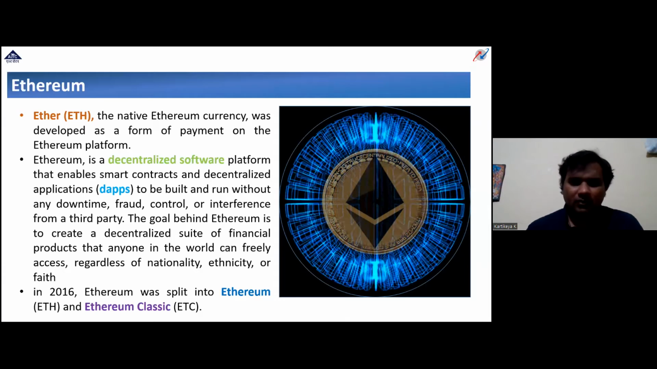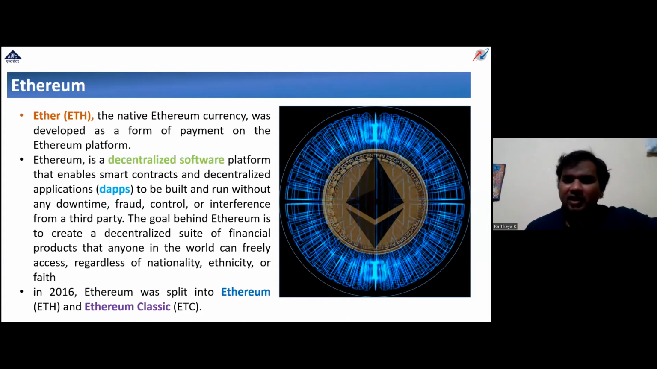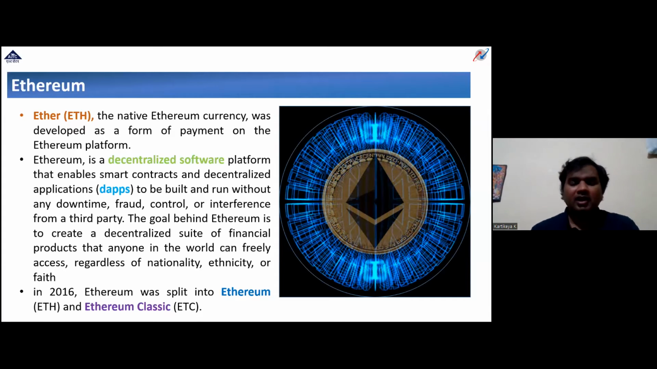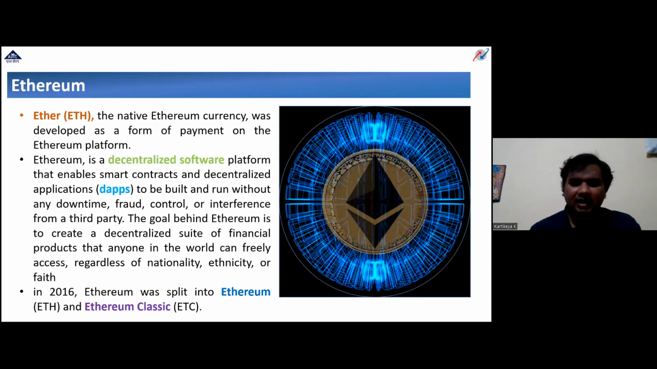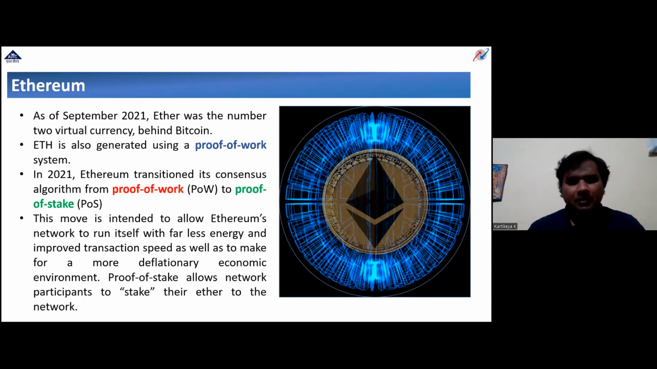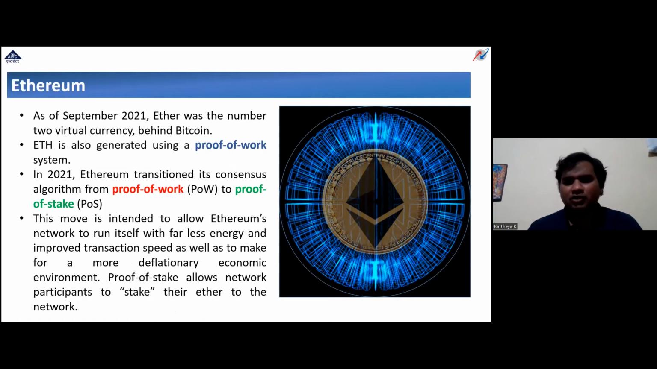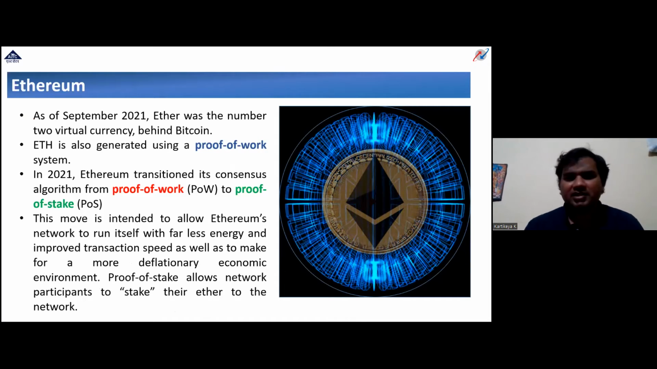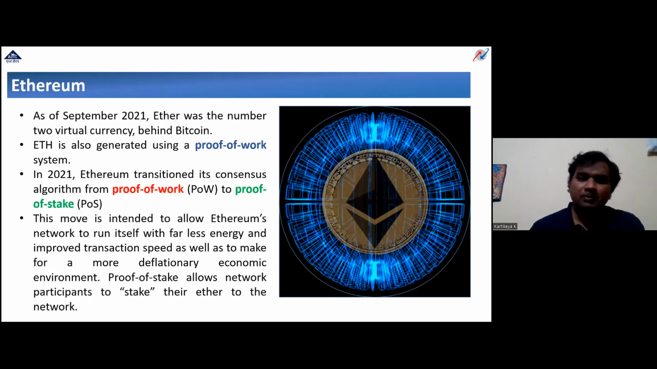It is developed and suited for financial products. In 2016, Ethereum was split into Ethereum and Ethereum Classic. As of September 2021, Ether was the number two virtual currency behind Bitcoin. Earlier I told you, Bitcoin is the most famous cryptocurrency, and Ether is the second most famous. Ether is also generated using proof of work.